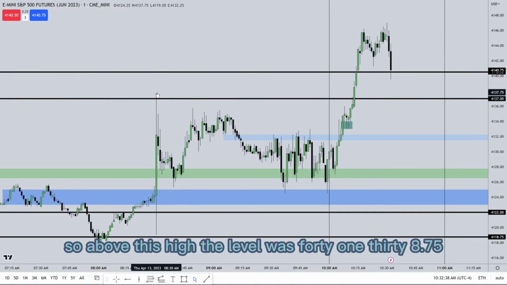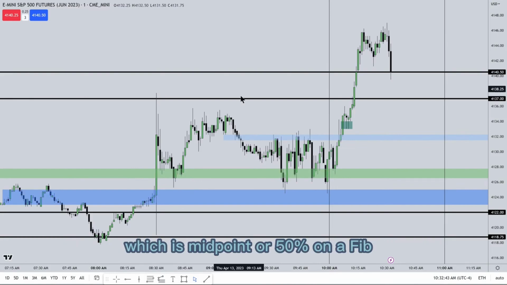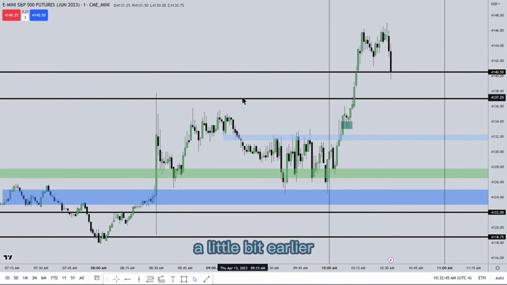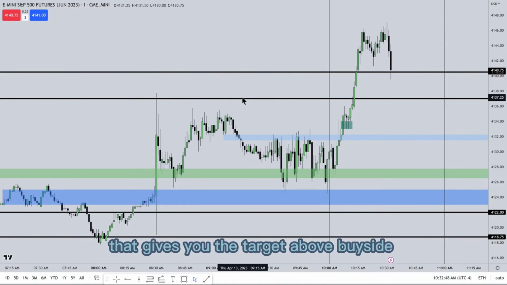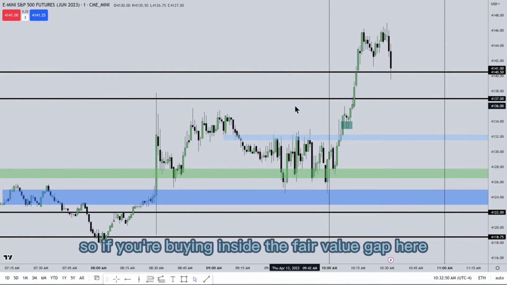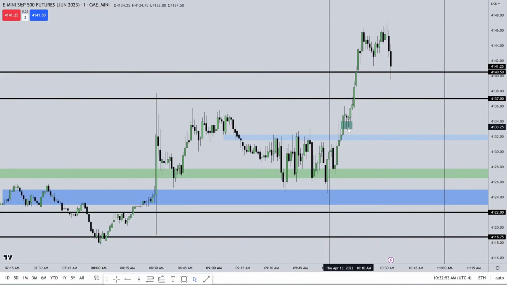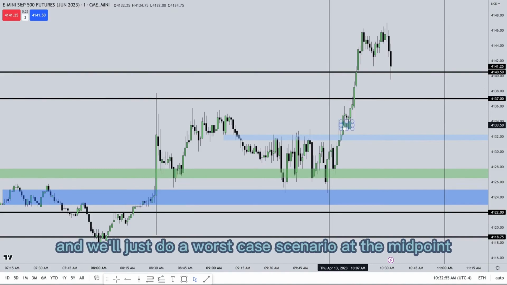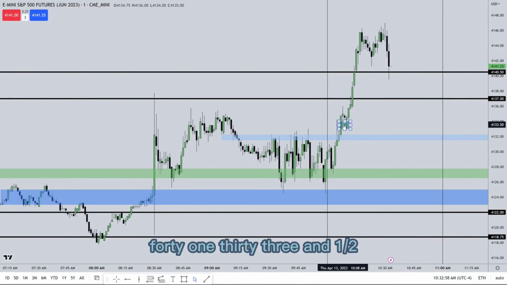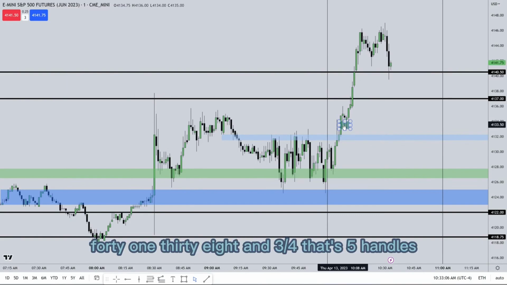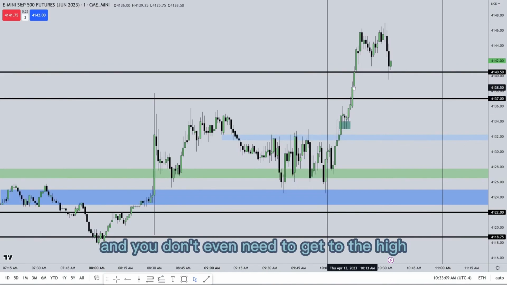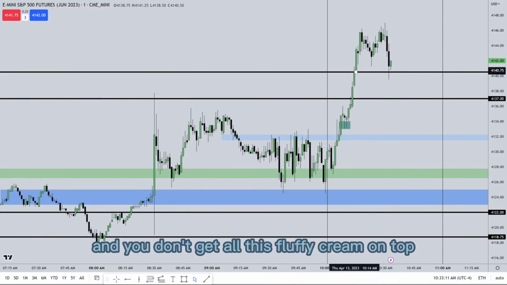So above this high, the level was 4138.75, which is the midpoint or 50% on a fib if you drop it down on top of those levels that I did earlier. That gives you the target above, buy side. So if you're buying inside the fair value gap here, and we'll do a worst case scenario, the midpoint, 41.33.5, so 41.33 3/4. There's 5 handles. 41.38 3/4, that's 5 handles. That's the silver bullet. And you don't even need to get to the high of the new week opening gap. And you don't get all this fluffy cream on top if you left a runner.